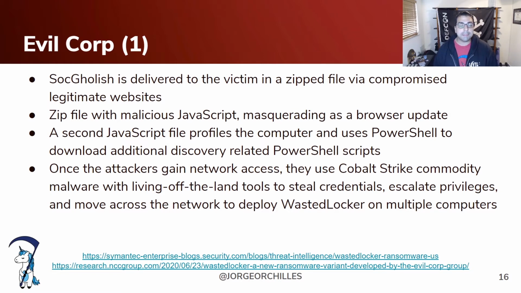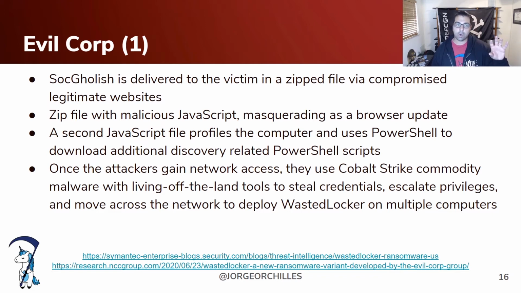Cobalt Strike is a command and control framework, which we'll actually demo because we're going to emulate all of this. Unfortunately, Cobalt Strike has been used by malicious threat actors before because an early version of it was leaked. With Cobalt Strike command and control established, they lived off the land to do things like steal credentials, escalate privileges, and move laterally. So this is a more sophisticated threat actor that doesn't just get on one system and drop the ransomware. It was moving laterally up until the point where it would deploy the WastedLocker ransomware.